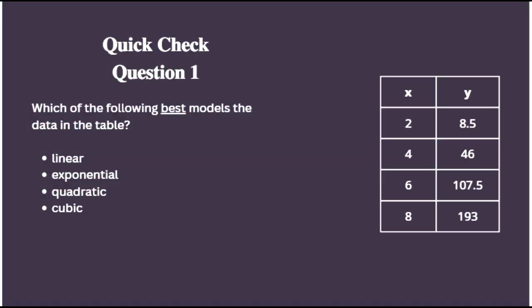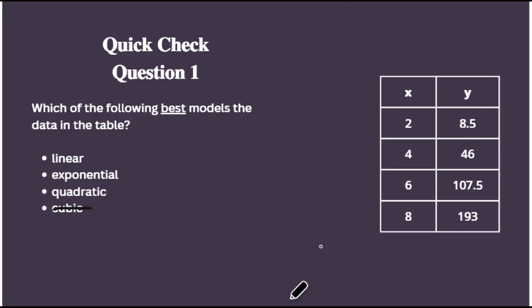Here's quick check question 1. I will not give you the answer, but I will tell you how to find it. Which of the following best models the data in the table? Well, one of these doesn't exist. Okay, so find your first difference. If that's not it, find your second difference. If that's not it, then it's exponential.